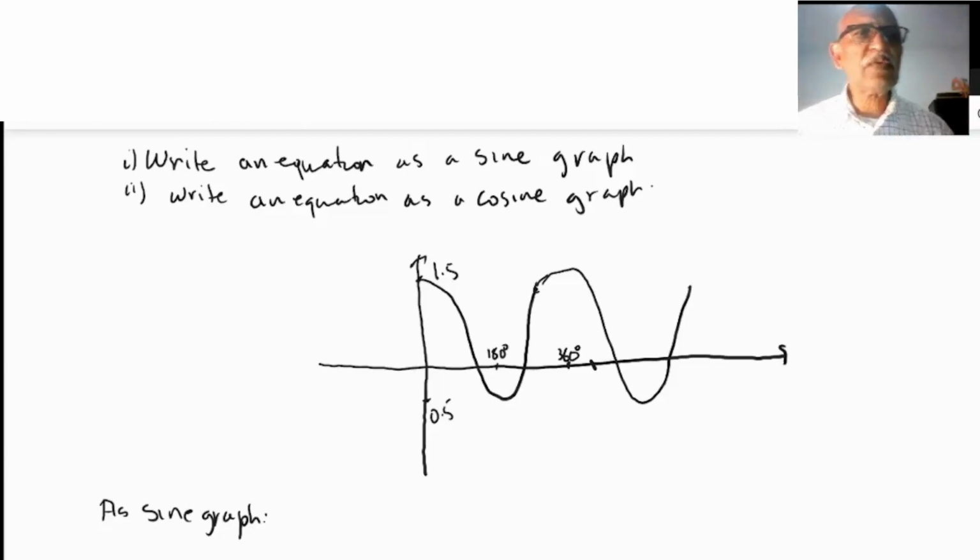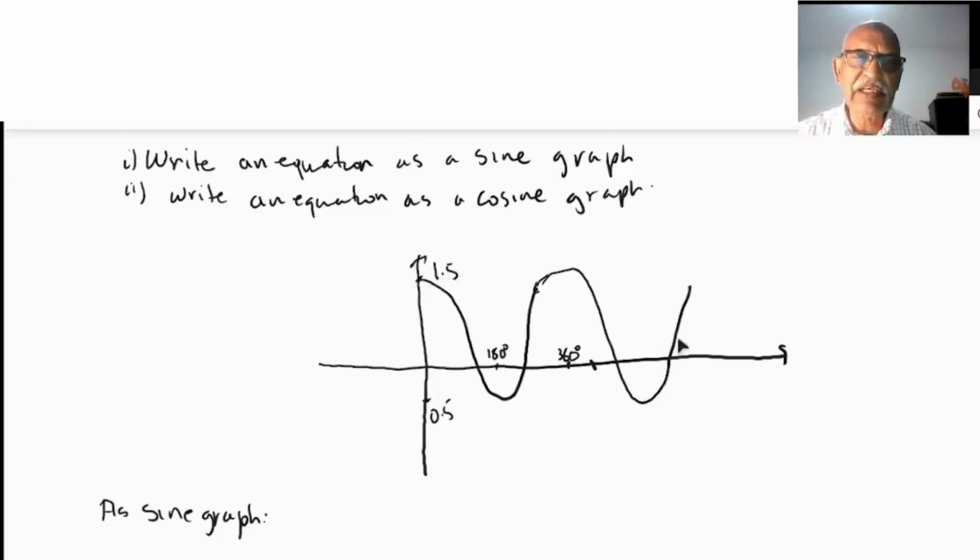Today our lesson will be writing equations from given sine and cosine graphs. So we know how to graph sine and cosine, but sometimes we are given a graph and then we are asked to find the equation as a sine graph, or from the same graph the equation as a cosine graph. So we are given this graph here. So how do I write an equation if I treat this one as a sine graph?